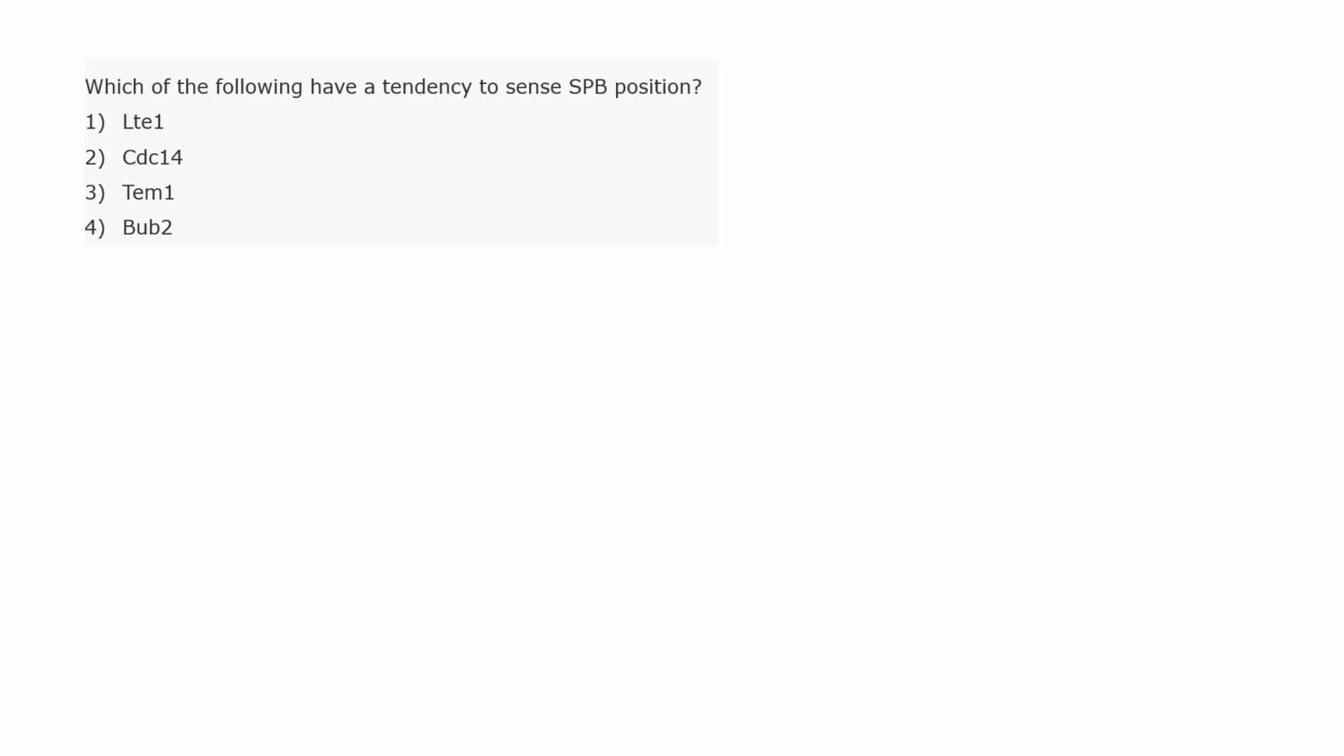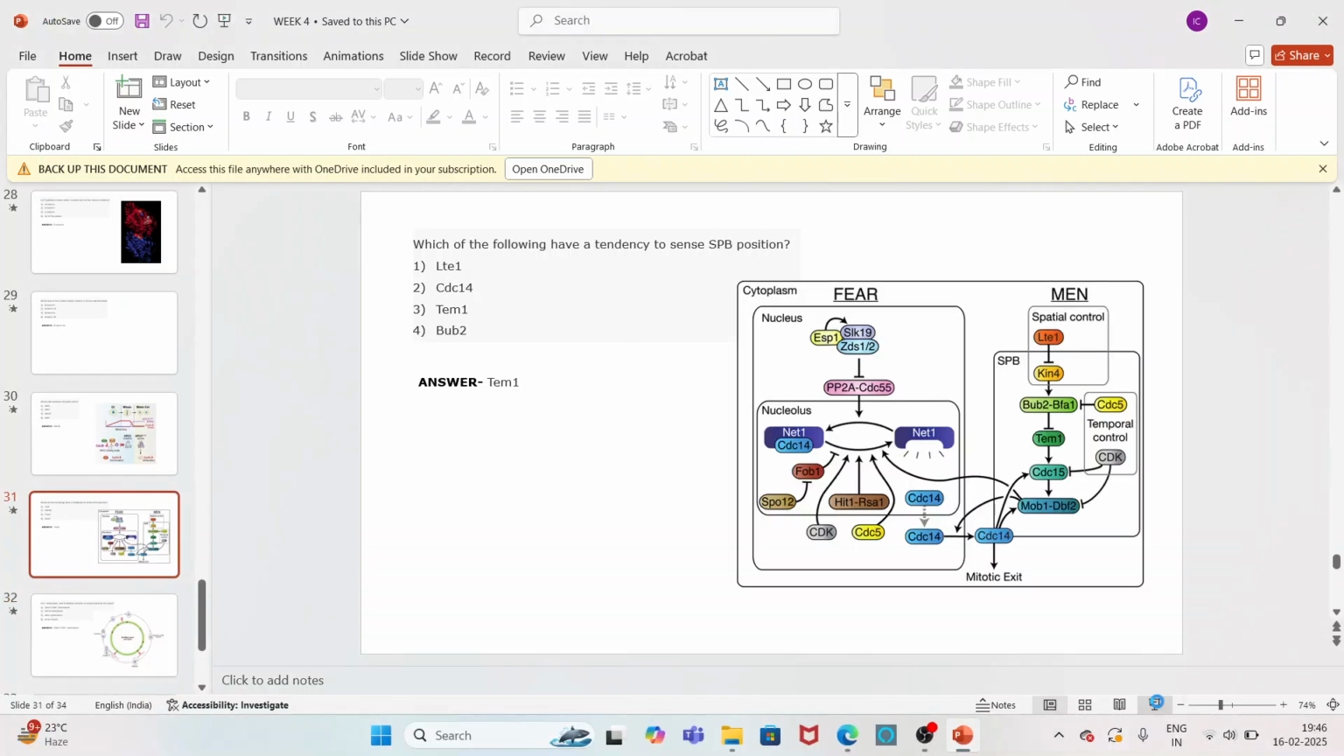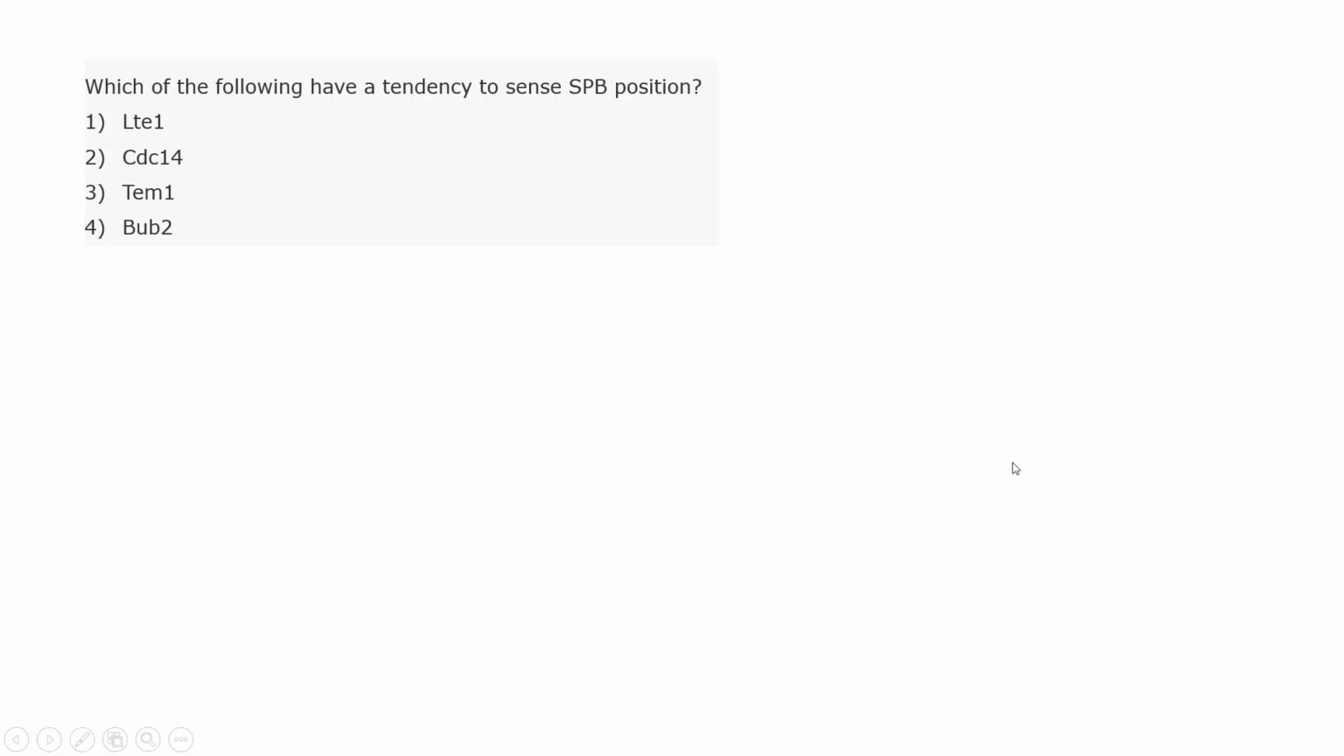Which of the following has a tendency to sense the spindle pole body position? LTE1, CDC14, TEM1 or BUB2? Which might be the answer?